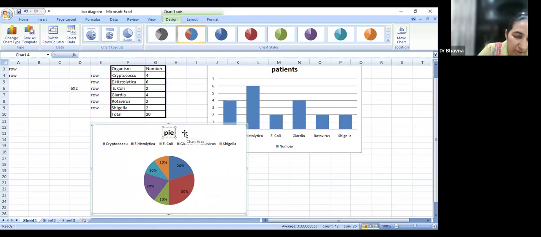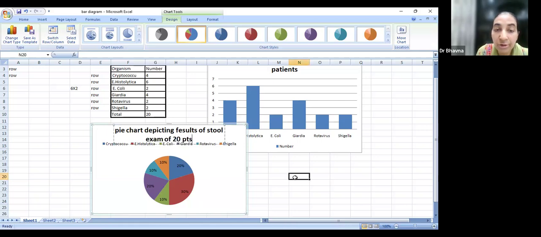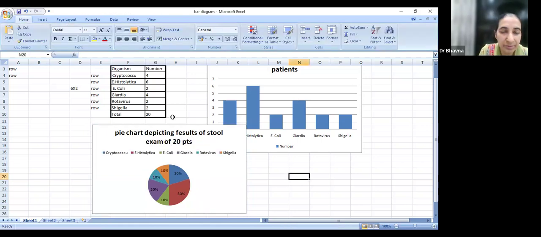This is a pie chart depicting, I'm sorry for the spellings, depicting results of stool examination of 20 patients. Okay, this is how you write titles of your pie charts, right?